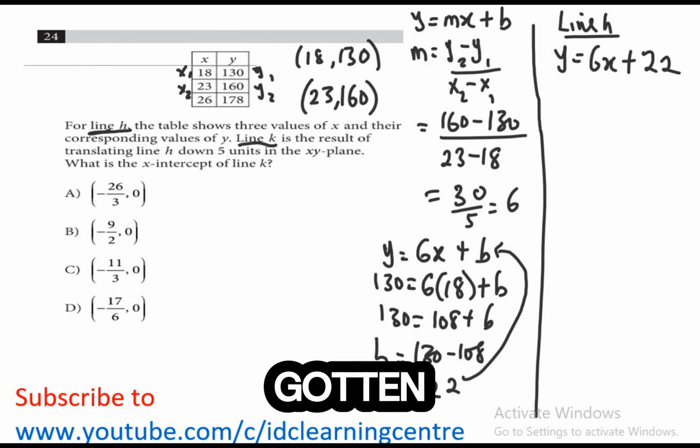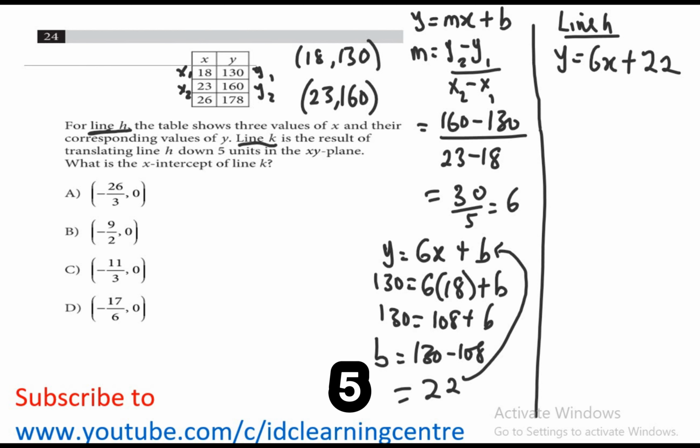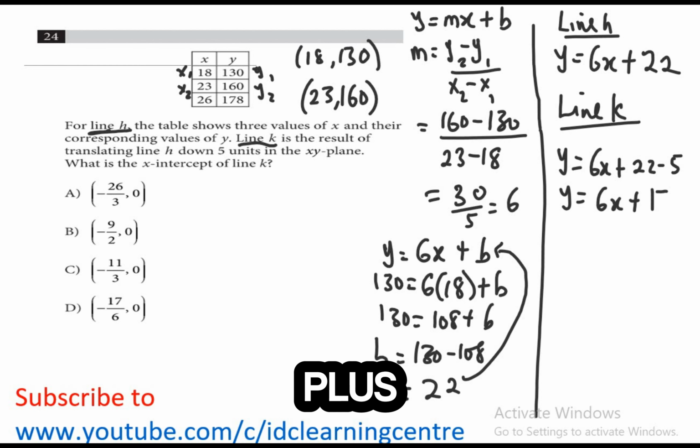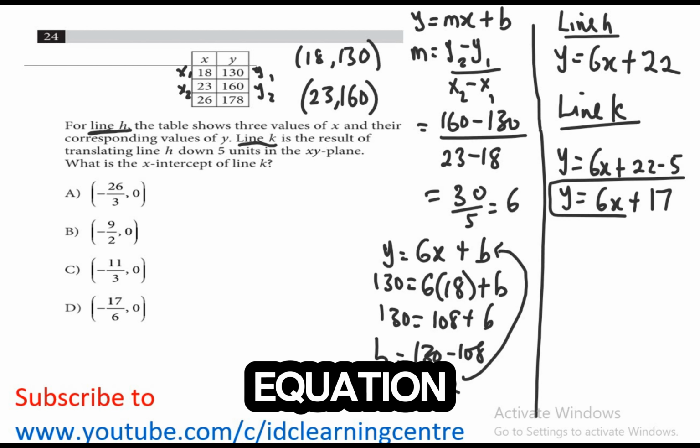Line K is gotten by translating down by 5 units, right? So translating down means you are subtracting 5. If you translate up, you add 5. So for line K, we'll subtract 5 from line H. So y is equal to 6x plus 22 minus 5. So that will give us y equals 6x plus 17. So this is the equation for line K.